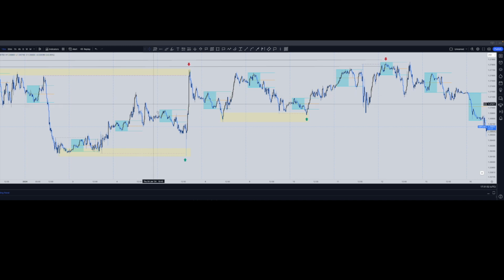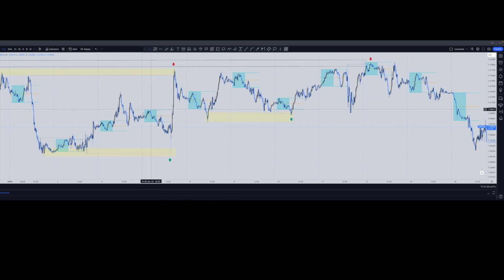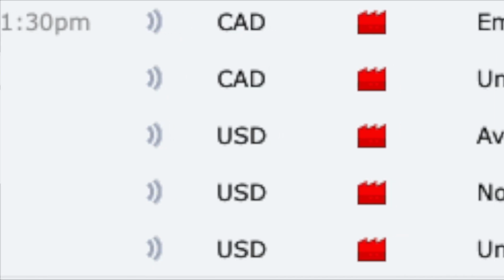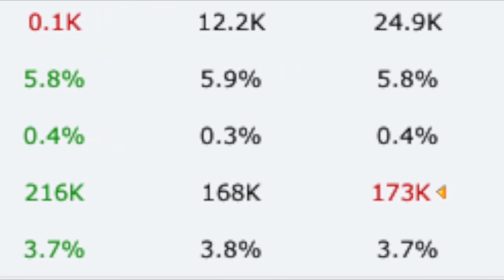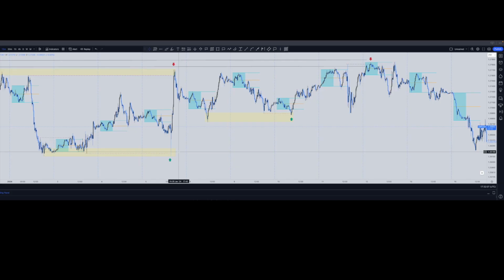Then the next day we have this pullback, right? And this is obviously news based as it came out at 1:30, so it could be CPI, it could be FOMC, etc. It doesn't matter. This will still work even in news environments and volatile environments when news comes out.